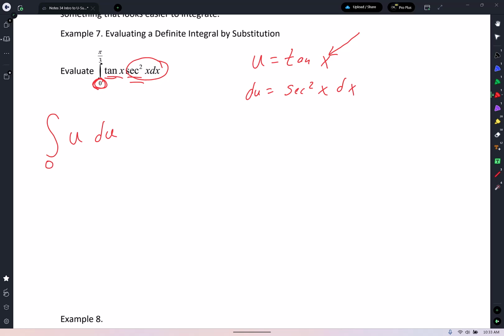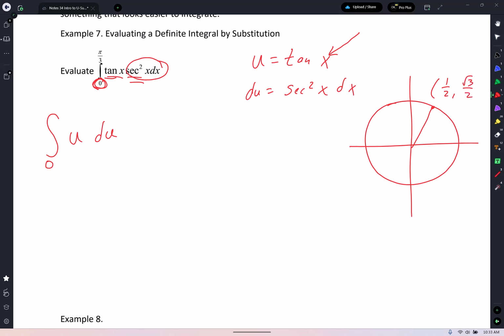Good job. For those of you that are not sure what I'm talking about, here's the unit circle. Here's pi over 3. At that coordinate, that is 1/2 comma square root of 3 over 2. Tan is y divided by x. So square root of 3 over 2 divided by a half is just square root of 3. So I put square root of 3 in the top. Do you guys see what we did?